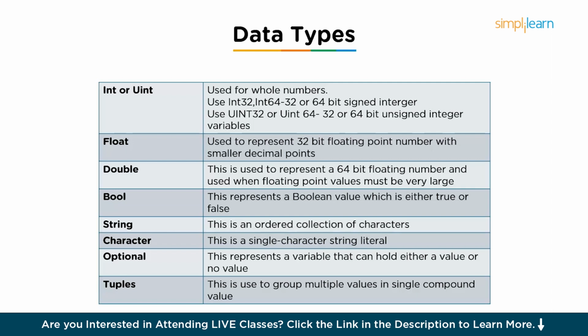So we know Float is a floating point number with a smaller decimal range. And Double is a 64-bit floating point number, which holds a larger value. Boolean is either true or false as a value, and String is a collection of characters, which is a name or a collection of alphabets. Character is a single character, a single alphabet. And Optional represents a variable that can hold either a value or no value. Tuples are used to group multiple values in a single compound value.